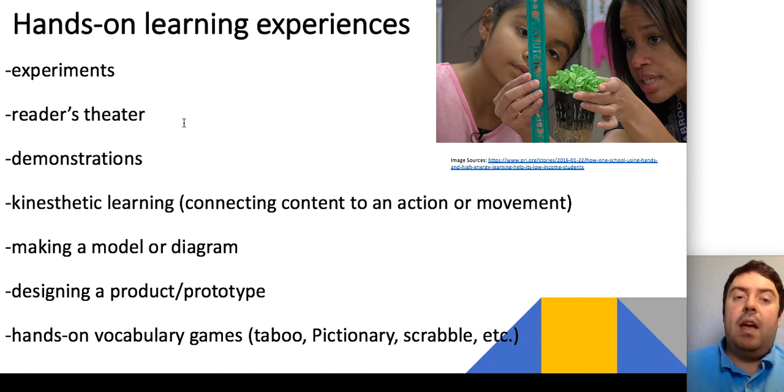Some examples of hands-on learning experiences are experiments, like science experiments or demonstrations, readers' theater, where students are reading and acting out a play or a story, and kinesthetic learning, so maybe they're using base 10 blocks to model addition and subtraction, or creating a visual model or a physical model of the content, or creating a product or prototype. All of those things are hands-on learning experiences.